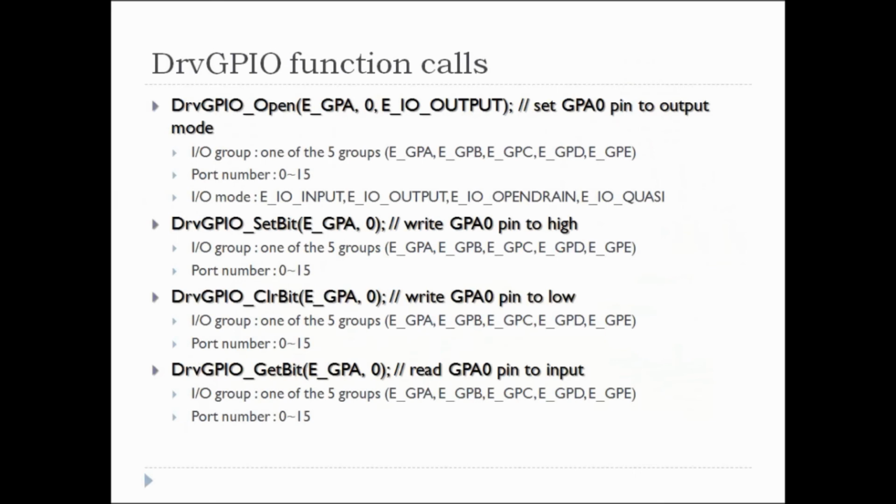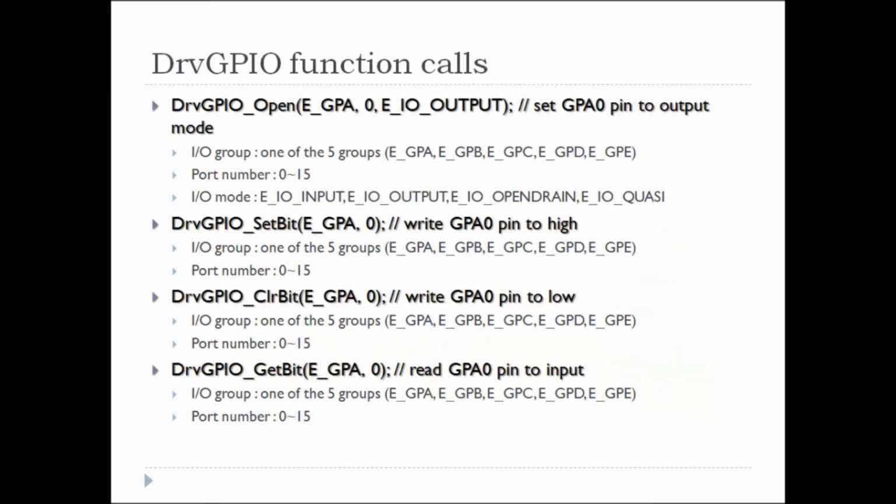The first one is DrvGPIO_Open. It is a function to set the IO type. It has three arguments. One is the IO group. We have to select one of the IO groups. It may be GPIO A, B, C, D, or E. For example, if you want to configure port B, the argument is E_GPB. E means enable GPIO, B means port B.